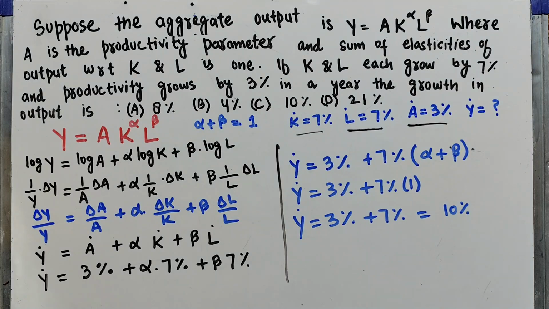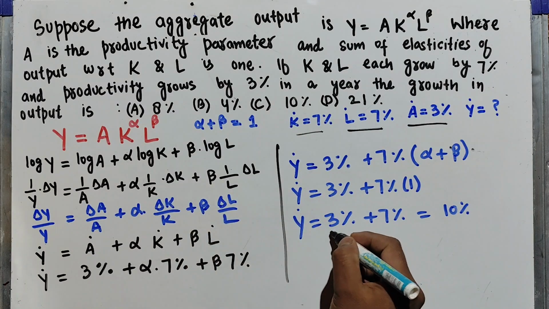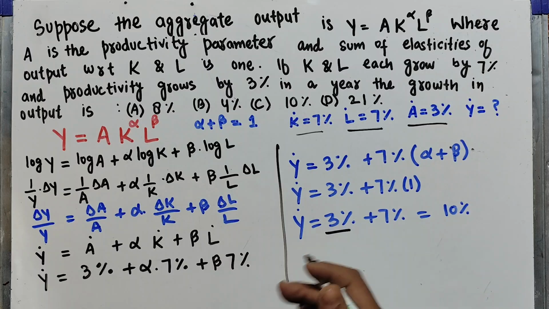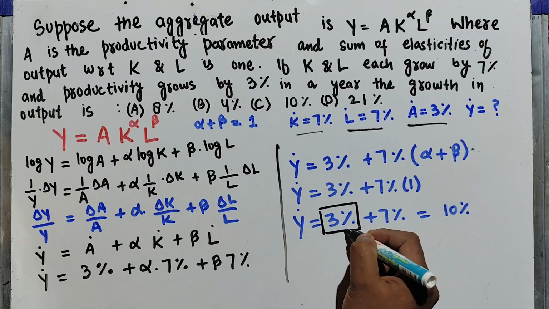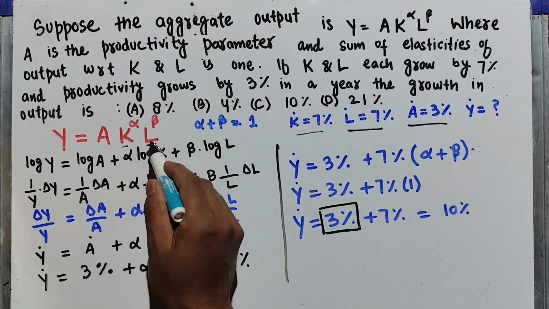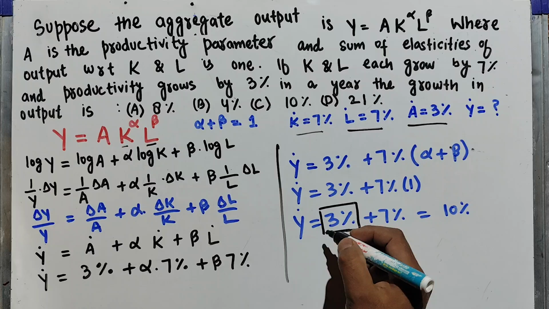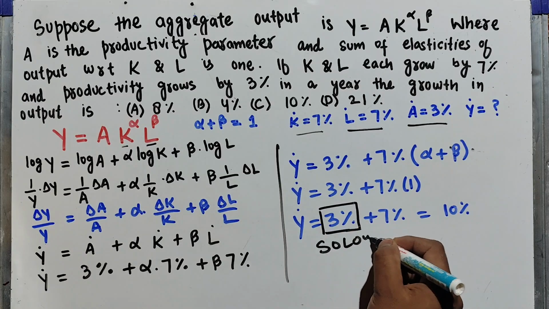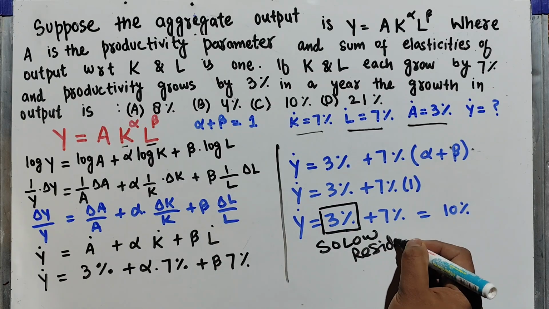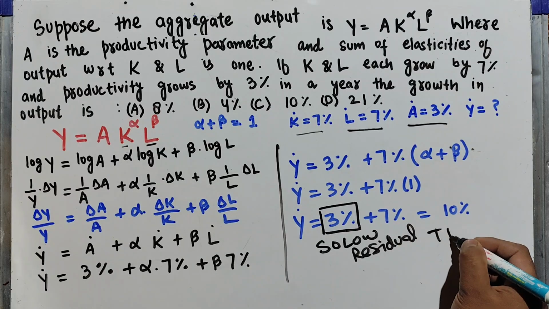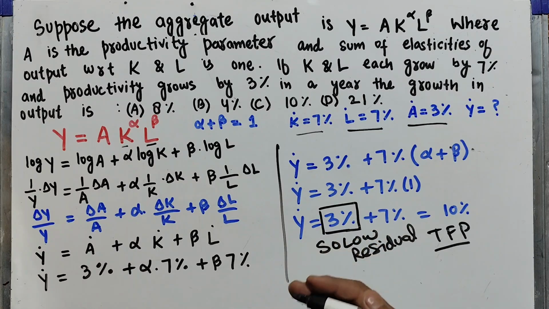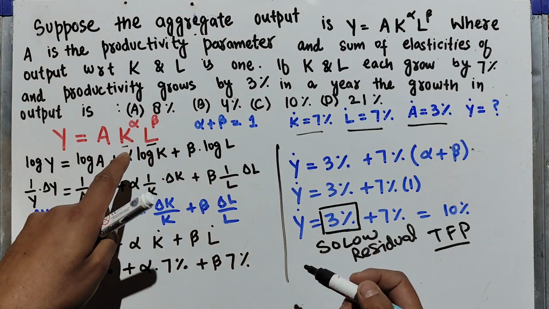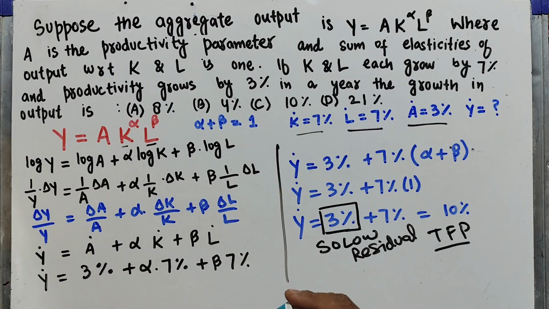So what does this 3% tell us? It shows us the growth rate of output which is not explained by the factors capital and labor, which denotes the state of technology. We also call this the Solow residual, or total factor productivity. It shows us the change in the growth rate of output which is not explained by the inputs here. I hope I made myself clear in this video and you find it helpful. Thank you.